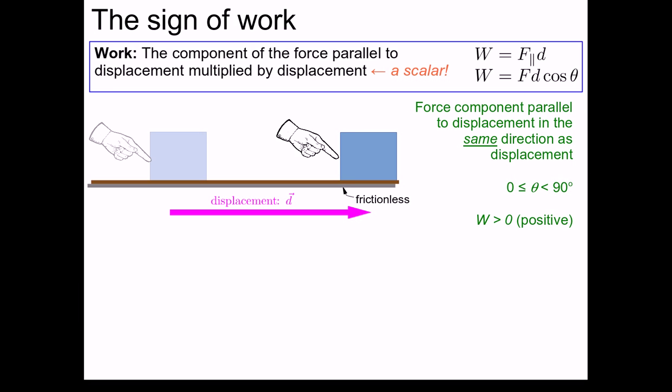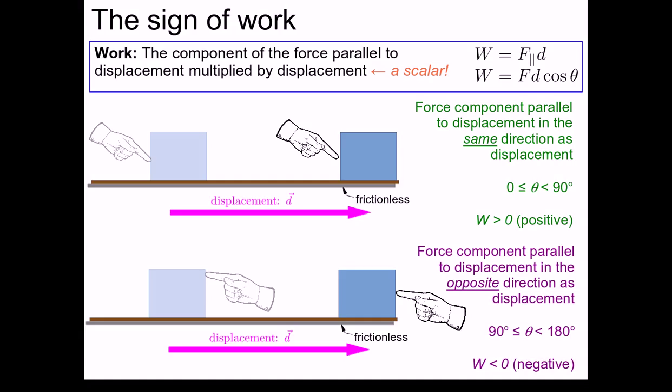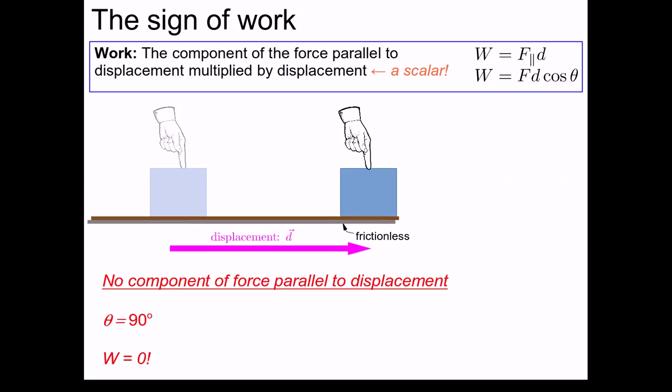In this case, however, the force is opposite the direction of the displacement. The angle is now between 90 and 180 degrees, and the work being done is negative. What about in this case, where I'm pushing straight down? In this case, there's no component of the force parallel to the displacement. The angle between the force and the displacement is 90 degrees. And the cosine of 90 degrees is in fact 0. So the finger is doing no work on the box in this case.